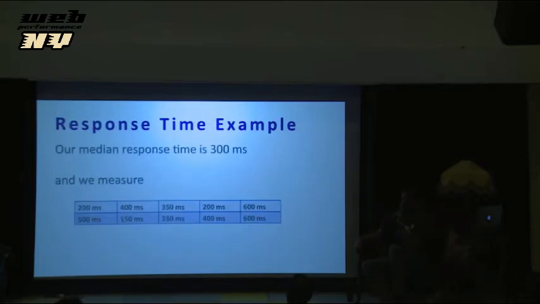So how do we handle this now with response times? I have taken a very small sample here. Obviously, even if you look at a smaller time interval, this might be hundreds of thousands of values, but they don't fit on the slide, and I think it's still good enough to make the point. Our median response time is 300 milliseconds, and we measure 200 milliseconds, 400, 350, 200, 600, 500, and so forth. So a lot of values that are actually above 300 milliseconds, and it's more than 5 values that are above this.